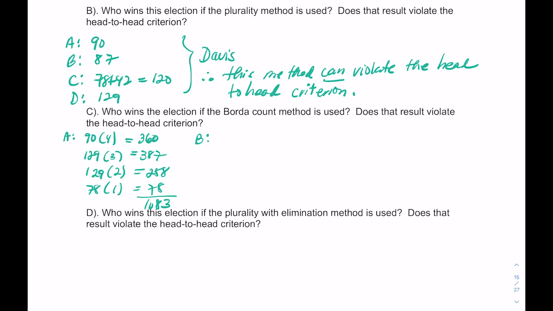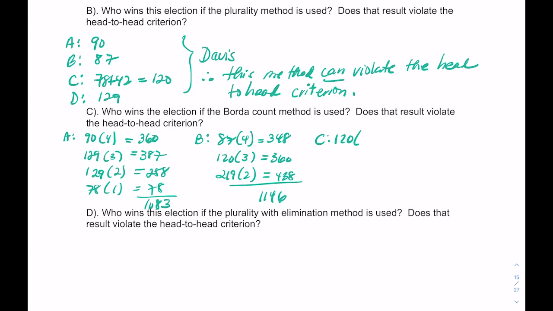Okay, we're going to do the same thing. And it kind of helps if you have the preference table in front of you to follow along. So again, for Buchanan, they got 87 first place votes, so 87 times 4. They got 78 plus 42 second place votes, so that's 120 times 3. And then 129 plus 90 third place votes, so that's 219, and then no fourth place votes. So we're going to add up 348 plus 360 plus 438, and we get 1,146.